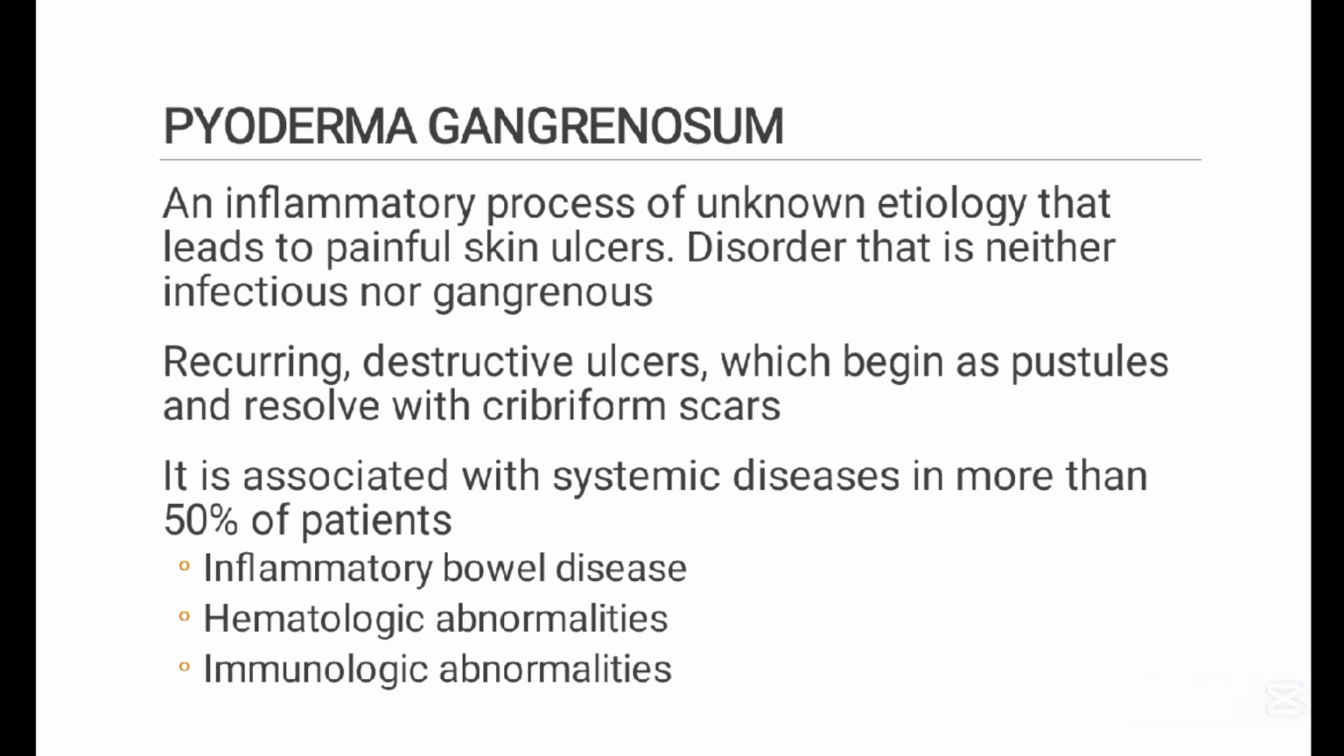Now the third topic of atypical wounds is pyoderma gangrenosum, an inflammatory process of unknown etiology that leads to painful skin ulcers, a disorder that is neither infectious nor gangrenous. Recurring destructive ulcers begin as pustules and resolve with cribriform scars. It is associated with systemic diseases in more than 50% of patients: inflammatory bowel disease, hematological abnormalities, immunological abnormalities. So these are the conditions that we see in pyoderma gangrenosum.